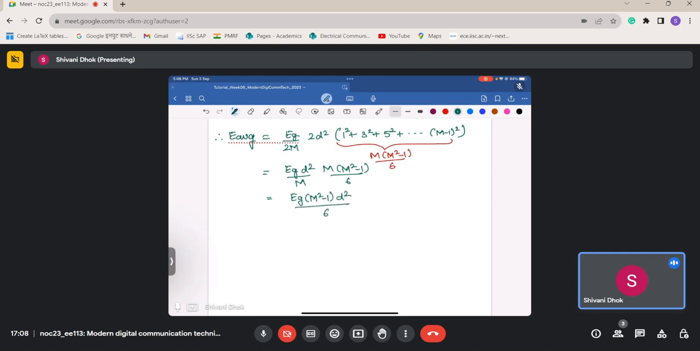So this is the average energy for this quantum signal, the average symbol energy, and the average bit energy is equal to this average symbol energy upon log M to the base 2, and this comes out to be Eg (M square minus 1) d square upon 6 log M to the base 2. Any questions?